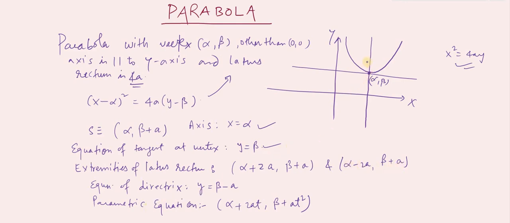Equation of directrix will be y is equal to beta minus a. Remember that the equation of directrix of x square is equal to 4ay was y is equal to minus a. So here we have y minus beta, so y minus beta will be equal to minus a, and this will give y is equal to beta minus a. What we need to do in this equation is replace x with x minus alpha and y with y minus beta, and remaining things will be same.